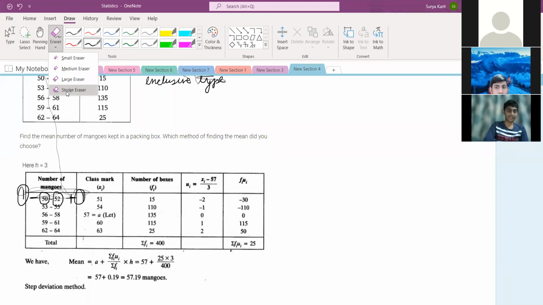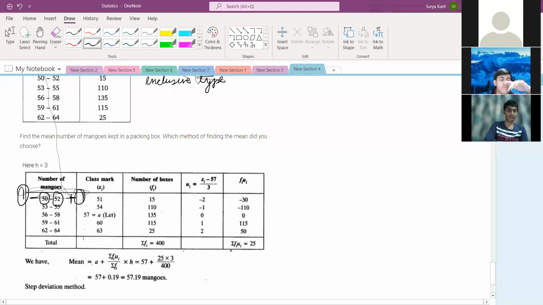So that is the trick. Not all the time one. You should add 0.5, and 0.5 you should subtract, because we have to take the difference between the lower and upper limit.